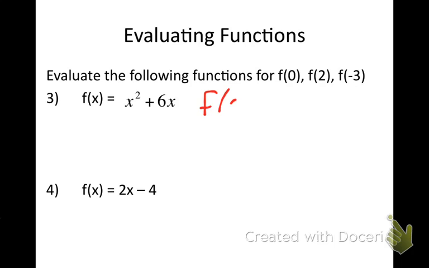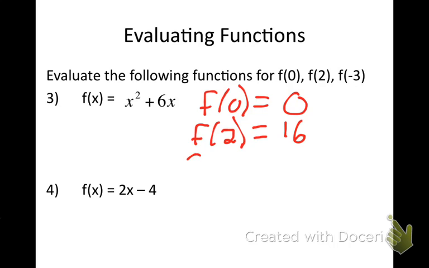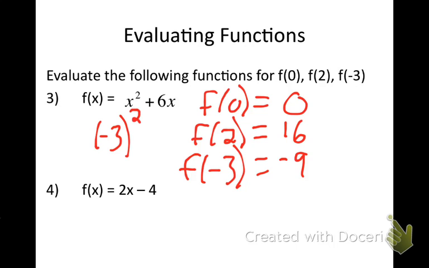All right, let's look at number 3. If I were to evaluate for f of 0, what do I get, Bailey? 0. Nice job. If I evaluate for f of 2, what do I get, Andy? You get what? 16. Thank you. If I evaluate for f of negative 3, what do I get there, Ethan? Negative 9? Yeah. That is correct. Nice job. The key there on that negative 3, you have to make sure on that first part you put negative 3 in parentheses squared. That makes a difference because that means negative 3 times negative 3, which then gets us positive 9, plus then the negative 18, which is where we get negative 9.